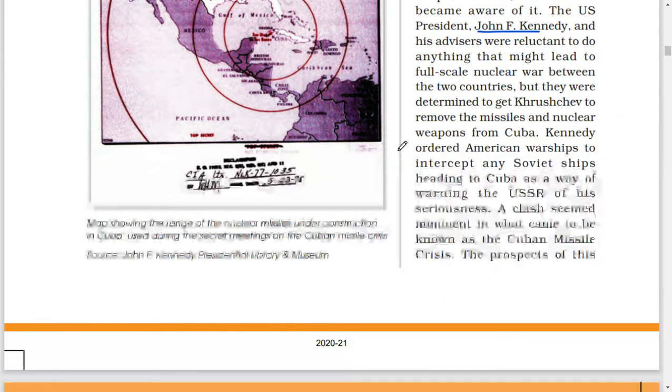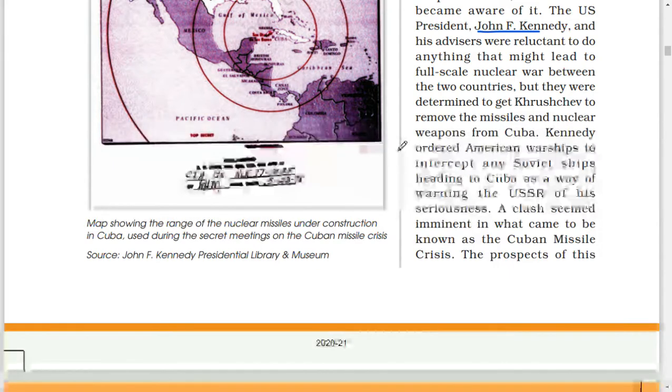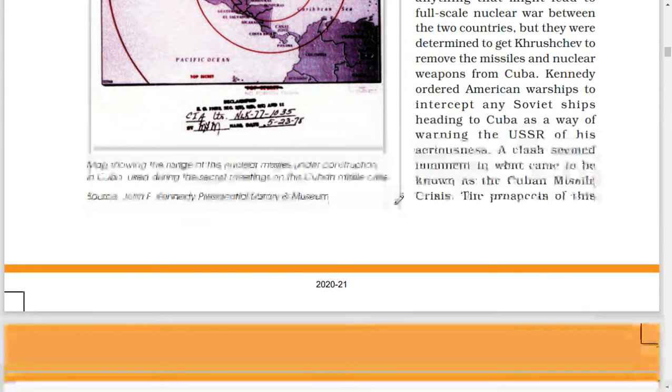Kennedy ordered American warships to intercept any Soviet ships heading to Cuba as a way of warning the USSR of his seriousness. A clash seemed imminent in what came to be known as the Cuban Missile Crisis.